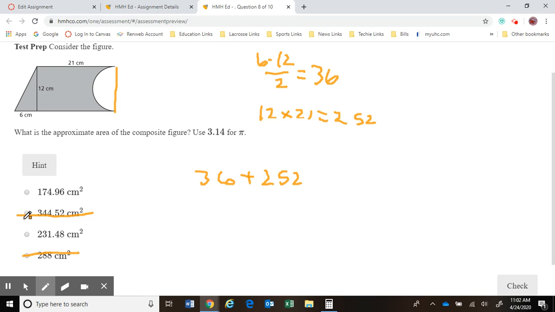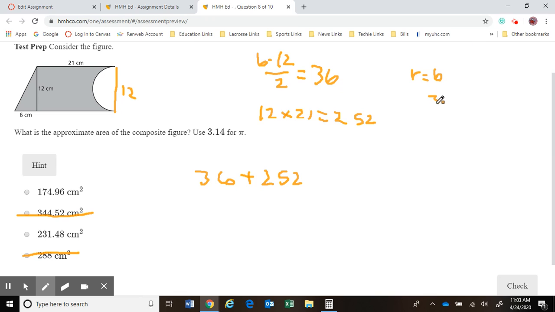So it's either 174.96 or 231.48. Now I need to find the area of this semicircle. Well, of course, my diameter is 12. So what does that make my radius? Yeah, my radius is 6 because half of the diameter is the radius. Okay, so now I just need to find the area of the semicircle.